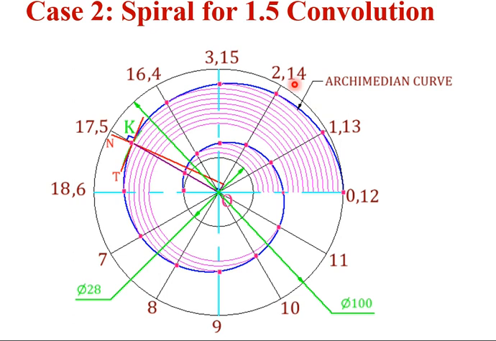Therefore, this is 13, 14, 15, 16, 17, 18 up to here only, because it is half, not the full. If it will be a full one, then it should be 19, 20, 21, 22, 23 and again 24. But it is only of 1.5 convolution. Therefore, try to remember this one.